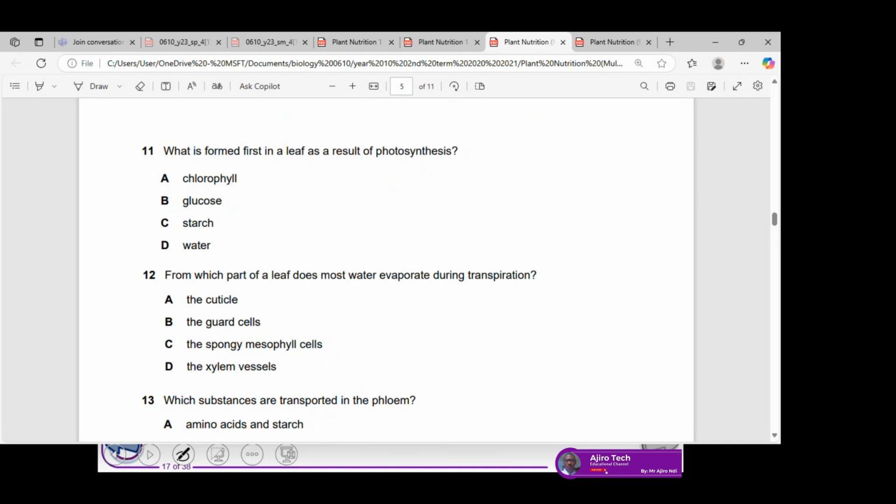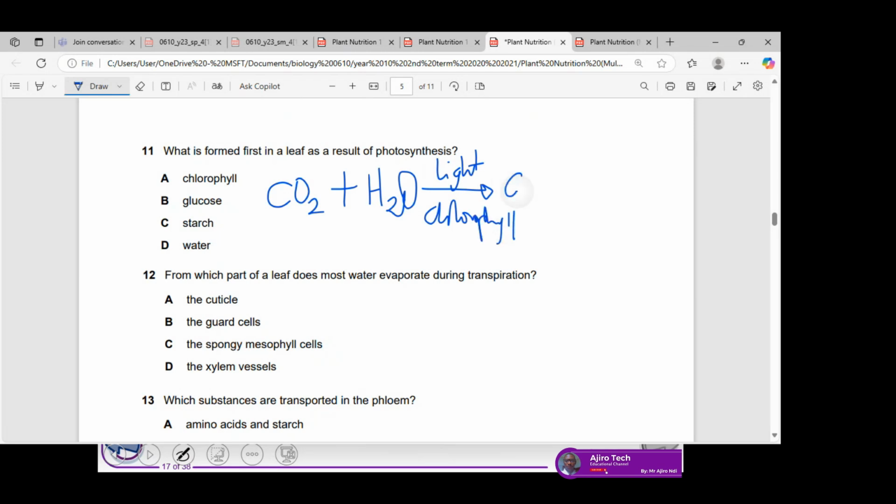Glucose. Because when you write the equation for photosynthesis, what is involved in the equation? We say carbon dioxide plus water, in the presence of light energy and chlorophyll. Then what do you produce? Glucose and oxygen. C6H12O6 plus oxygen. So we balance the equation.